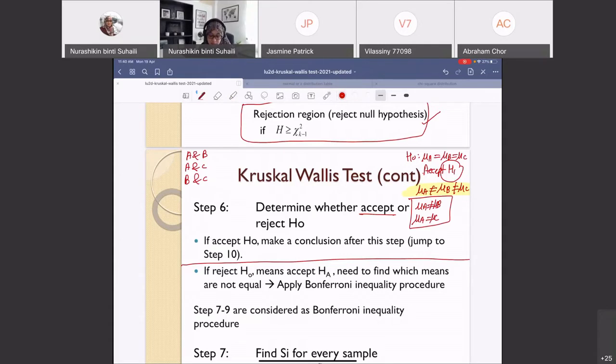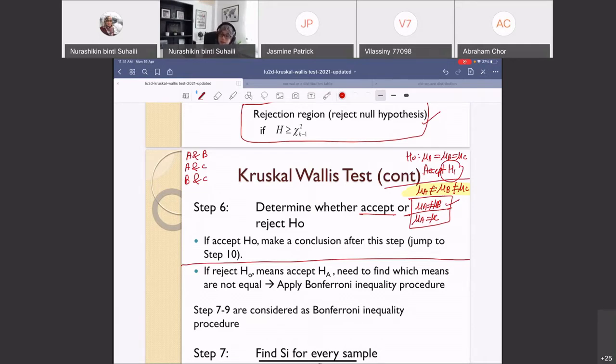But because this one pair is not different, it makes the whole situation fall under not equal. Understand? So they are all not equal to each other. So for example, I just made up the numbers. So mu A is 1, mu B is 2, mu C is 3, something like that, right?